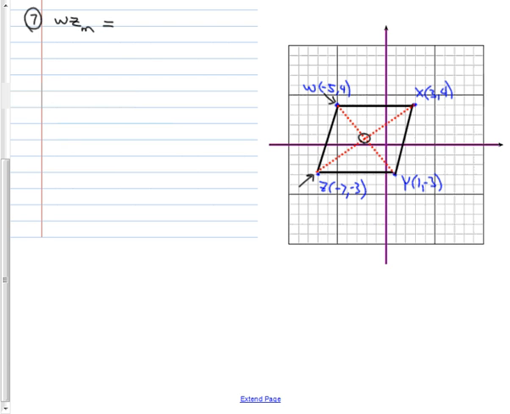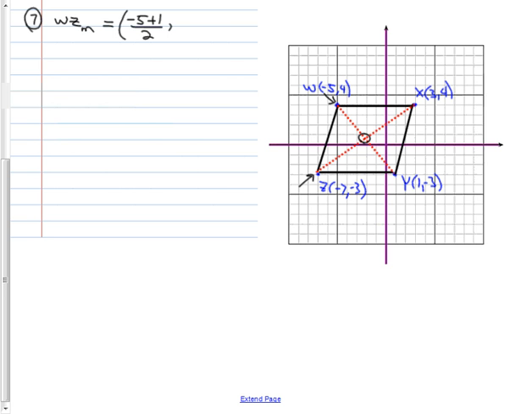The root thing is the distance formula. I'm still looking for it. Add them and divide by 2. I'm going to take the x's and add them and divide by 2. Negative 5 plus 1, and we'll divide by 2. This is our midpoint formula.